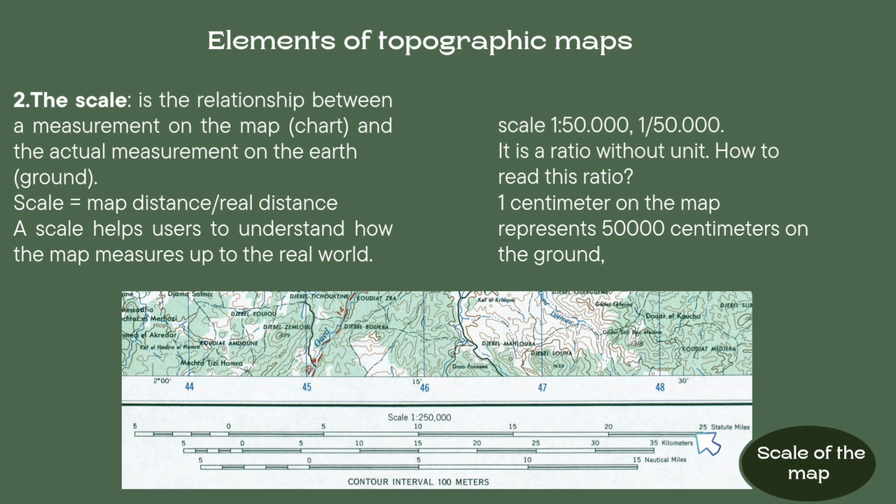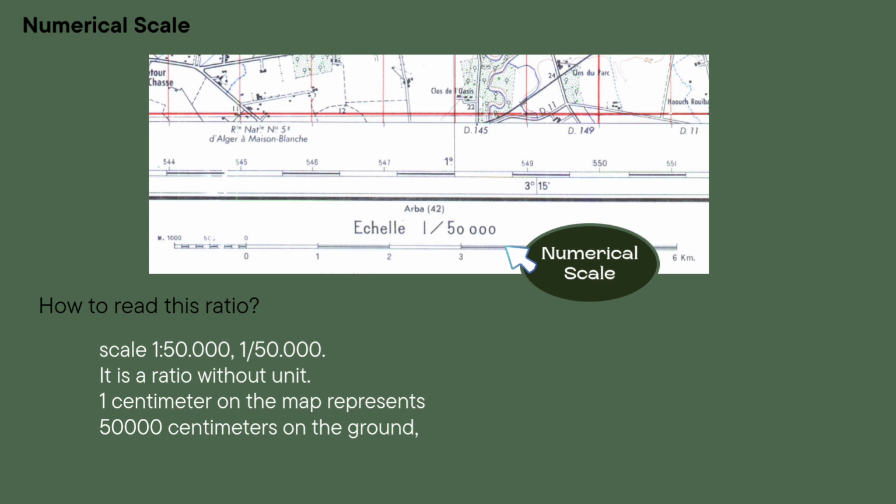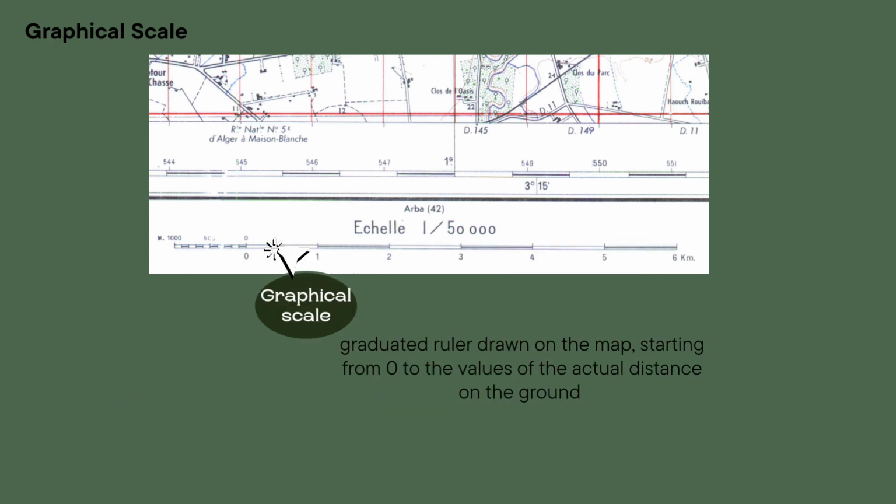The scale is the ratio of the distance between 2 points on a map and their real distance on the ground. There are two ways to represent map scale. Numerical scale, it's a ratio without unit. How to read a numerical scale? For example, a scale of 1 in 50,000 means that 1 centimeter measured on the map corresponds to 50,000 centimeters in the same unit in reality on the ground.